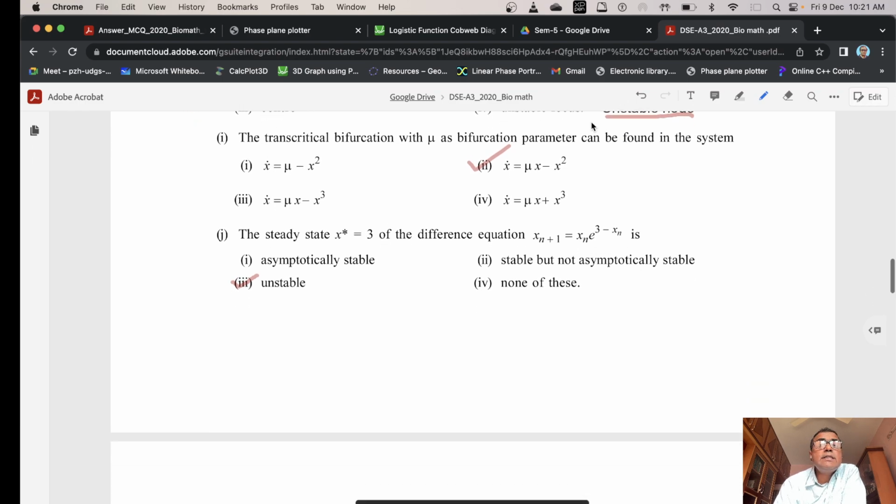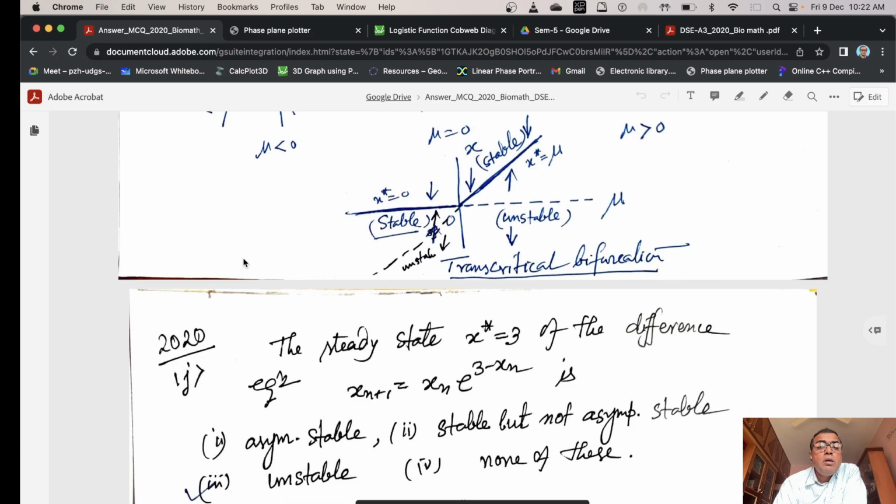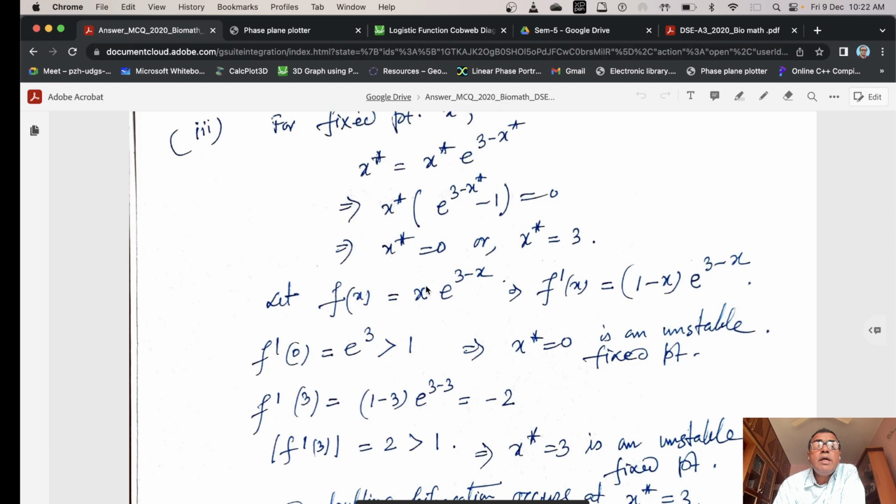Next question: is the steady state x star equal to 3 of the difference equation x_{n+1} = x_n e^(3 - x_n) stable or unstable? The correct option is unstable. Here the equilibrium points are x star equal to 0 and x star equal to 3. With f(x) = x e^(3 - x) and f'(x) as computed, f'(0) is e^3, obviously greater than 1, so x star equal to 0 is an unstable equilibrium point.